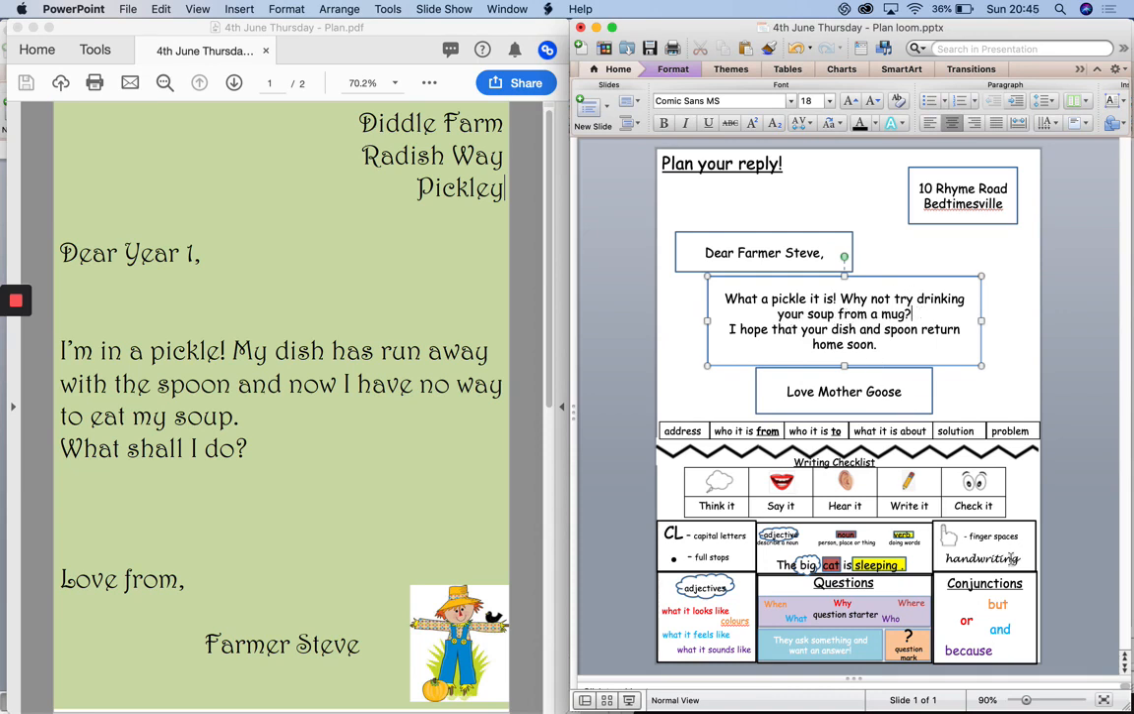I've used my finger spaces. My handwriting, thankfully, on the computer is very neat anyway. Capital letters and full stops. I've got a capital letter at the beginning of each sentence. I've got a full stop there. I've got an exclamation mark there and a question mark, but all valid ways to finish a sentence.